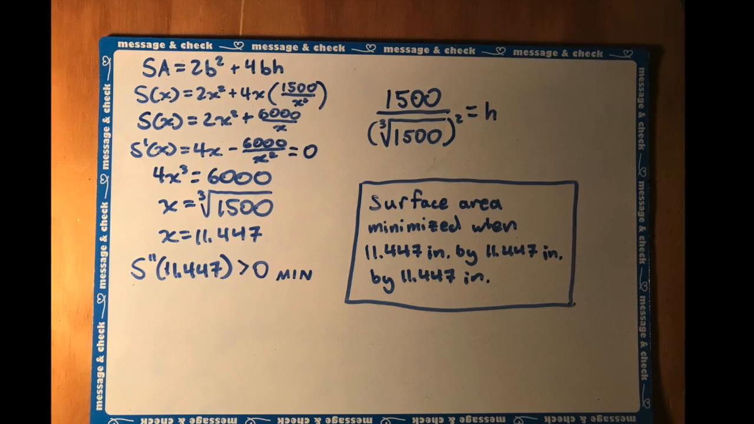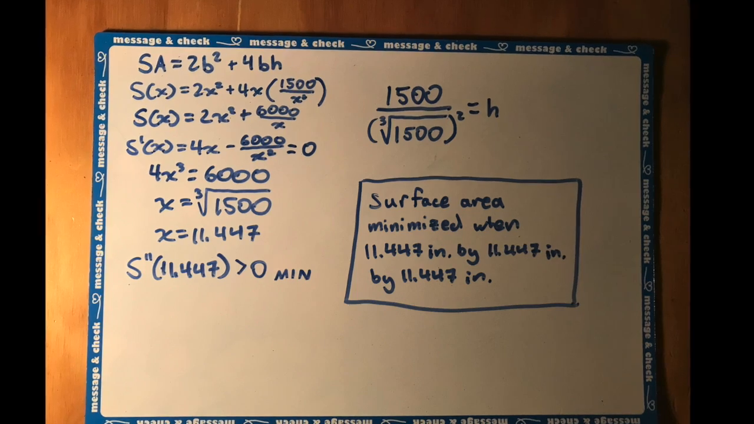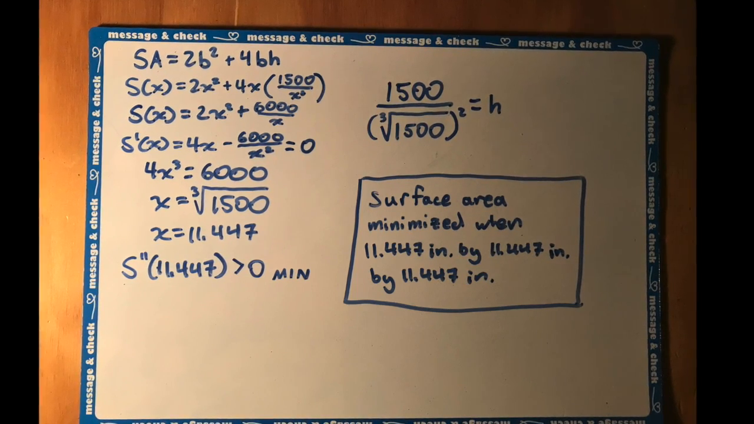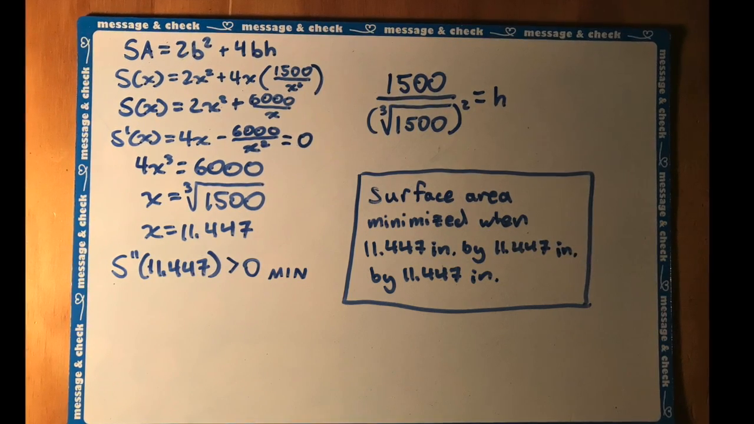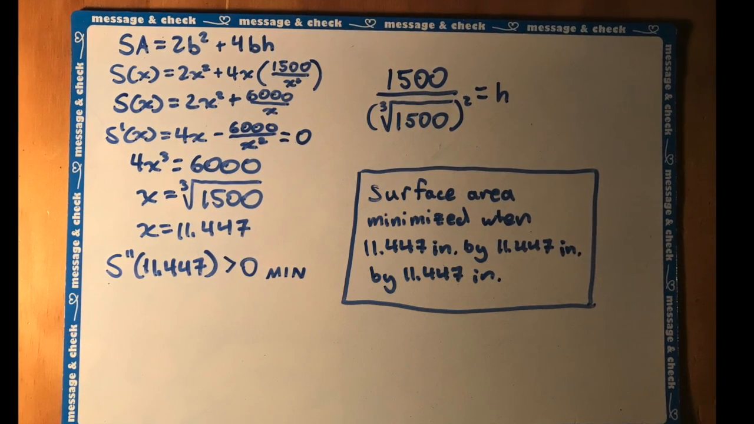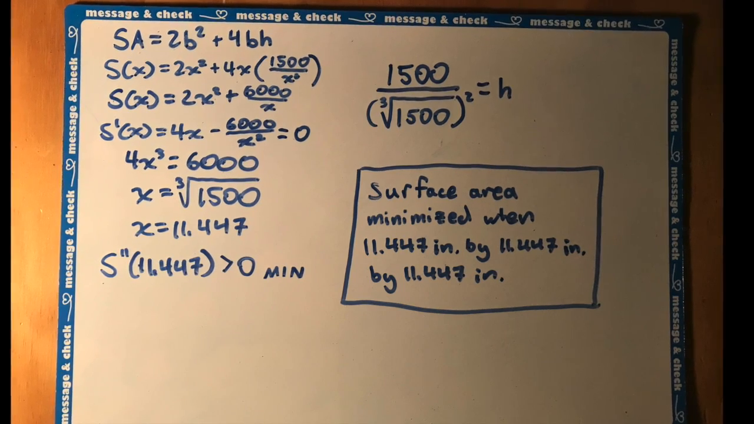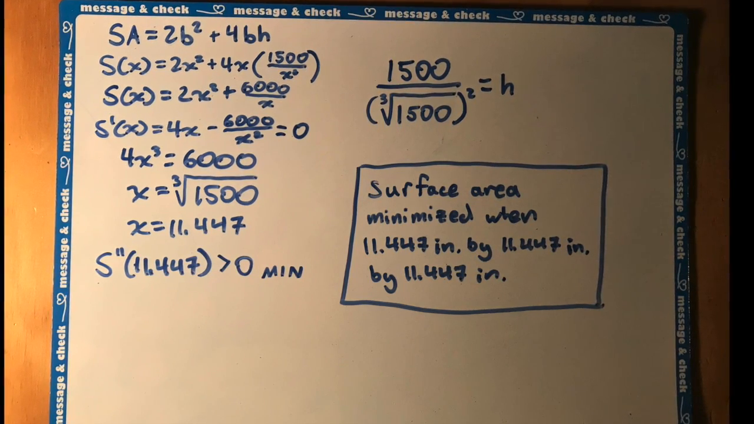Using the same strategies as before, find the first derivative of the function, find the zero, and that becomes your x. Use the second derivative test one more time to clarify that your x really is a minimum. Now plug in x to get your height, and now you have the dimensions to minimize surface area.